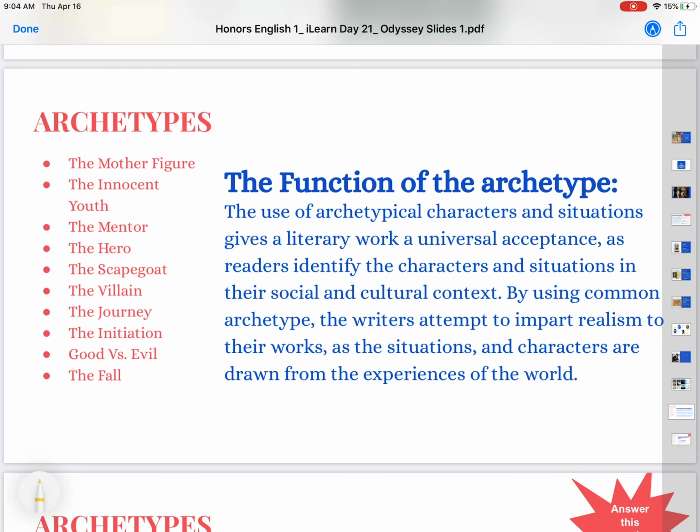So like if you're watching a movie and you can immediately recognize the hero, you feel more comfortable. If you're watching a movie and you immediately recognize that it's a story about good versus evil, like Harry Potter versus Voldemort, that's a pretty clear example of good versus evil, then you feel more comfortable because you know what's going on, you know what to expect.